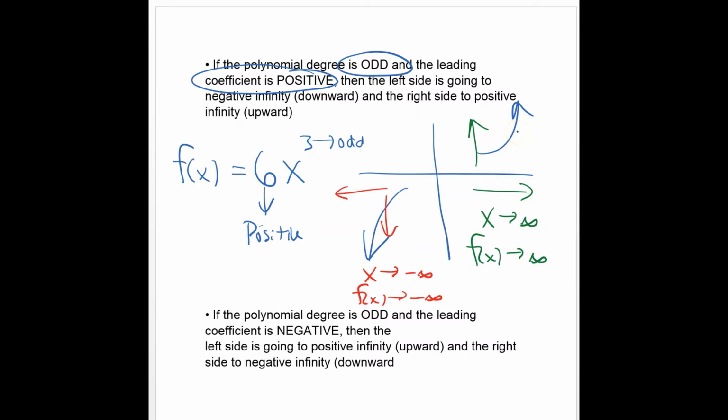Now the last situation, and I'm going to scroll here, is what if the degree is odd? That means your exponent is odd, but your leading coefficient is negative. Now an example of that might be f of x is, let's say, negative 4x to the 5th. Again, what's important here is that's an odd number, and that the leading coefficient is negative.